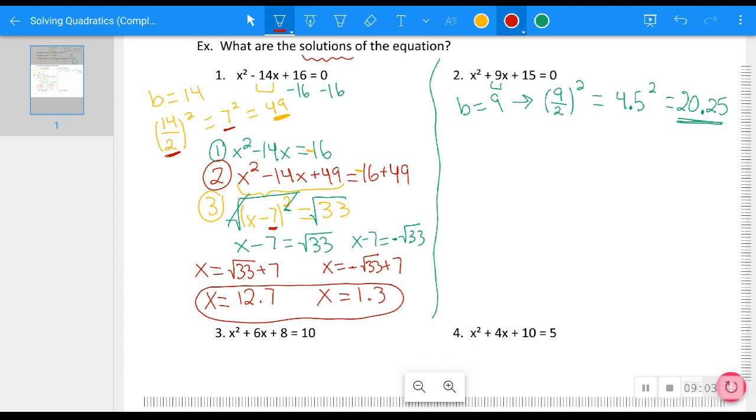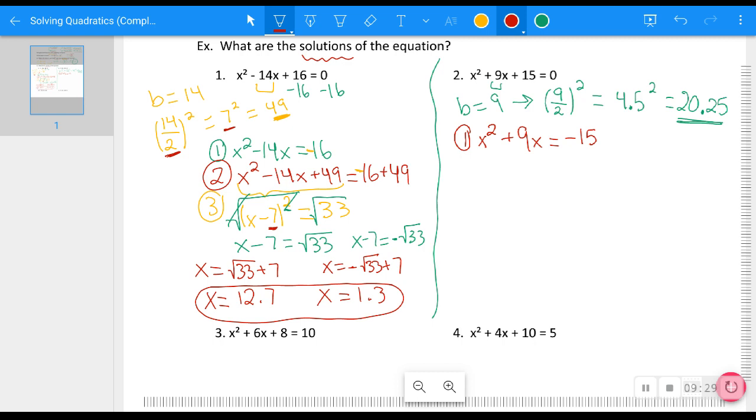So then looking back at the one we did earlier, the first example, our first step is going to be to get the x squared and the x terms on one side alone. So we have x squared plus 9x, and then to get rid of that 15, we have to subtract it over because it was a positive. So it's going to turn into a negative 15 over here.